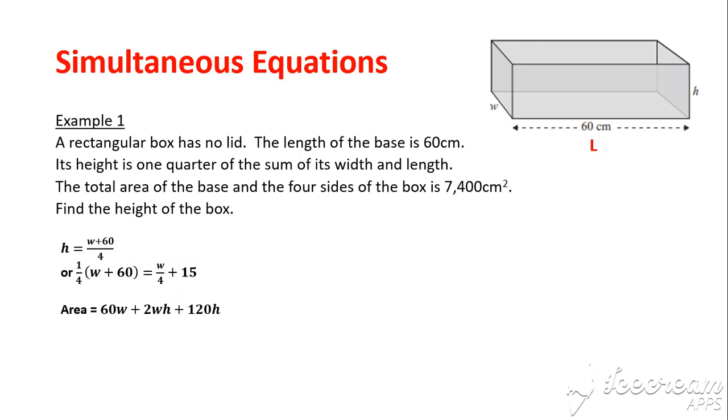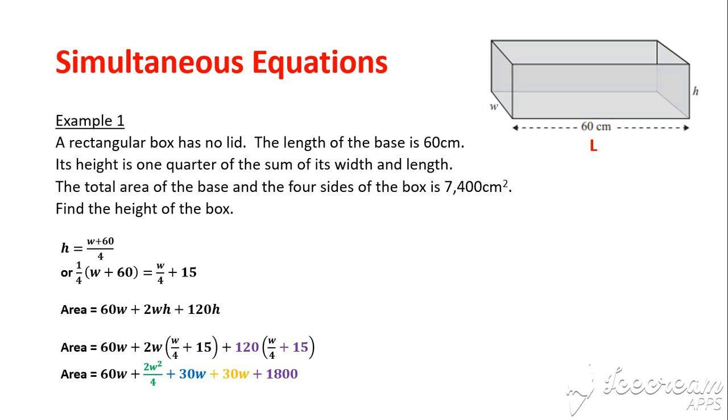Right, let's keep going with the area rule. We're going to take the area rule, but we're going to replace the H with the expression we had before, W over 4 plus 15. So whenever we see H, we substitute in W over 4 plus 15. Okay, so let's simplify this. We have 60W, we have 2W times W over 4, which is 2W squared over 4. We have 2W times 15, which is 30W. We have 120 times W over 4, which is 30W. And we have 120 times 15, which is 1800.